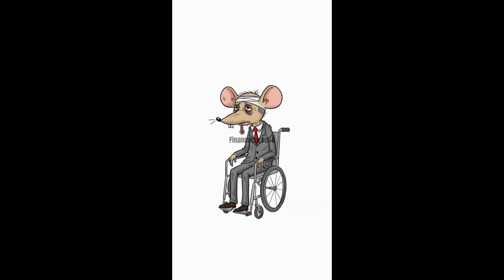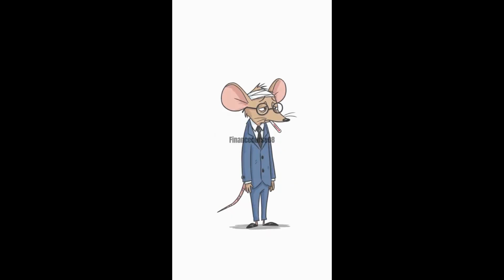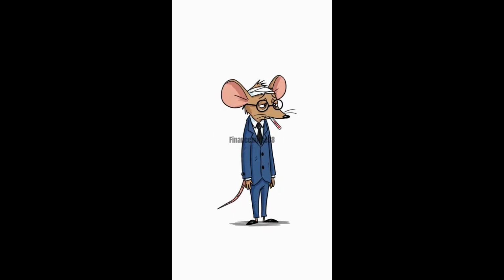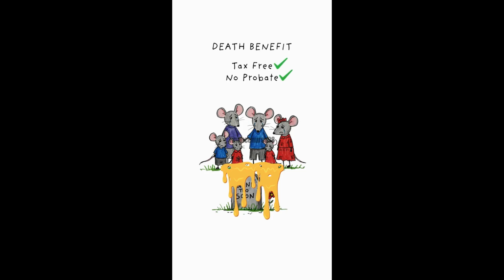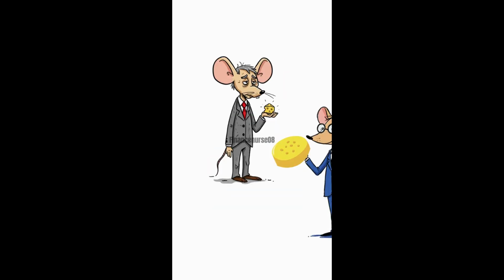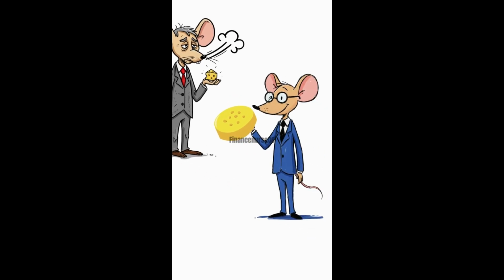Max gets sick. 401k says, tough luck. Leo's IUL says, here's cash while you're alive. And when Leo dies, his family doesn't cry over spilled cheese. They get a death benefit. Tax-free. No probate. Just legacy. 401ks are for mice who play by the rules. IULs are for mice who read the fine print.